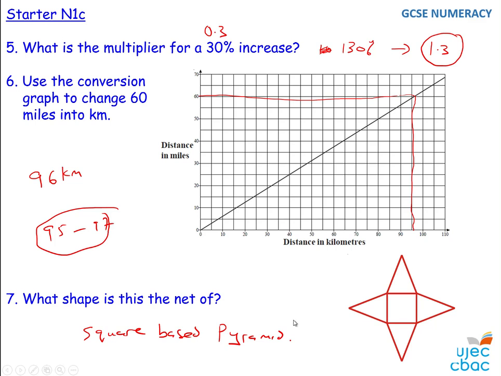As before, write down the corrections if you didn't get it right. Otherwise, tick in green. And remember, corrections in green as well. Good. Moving on.